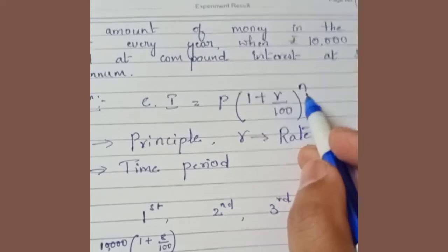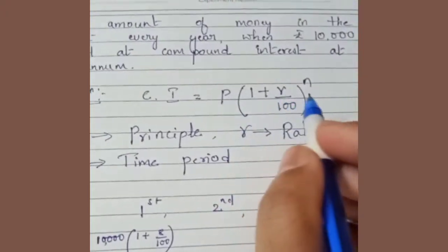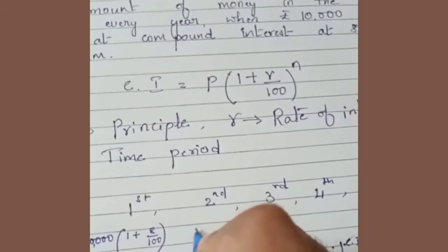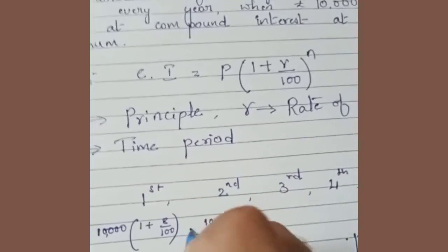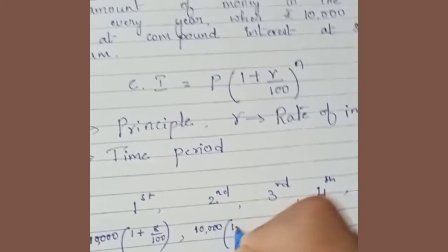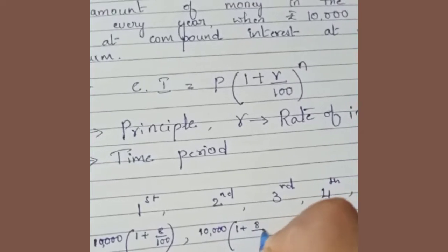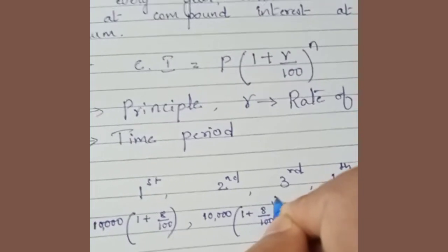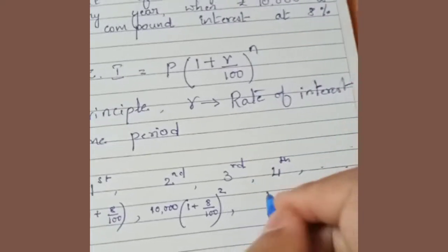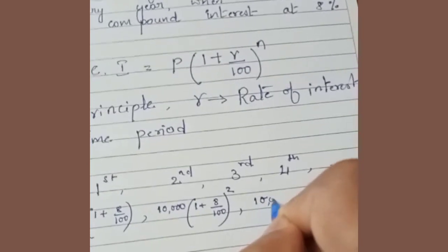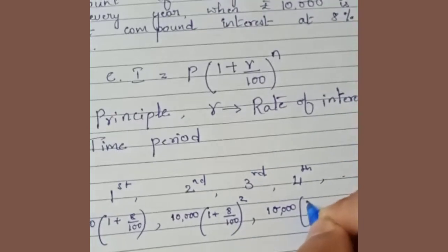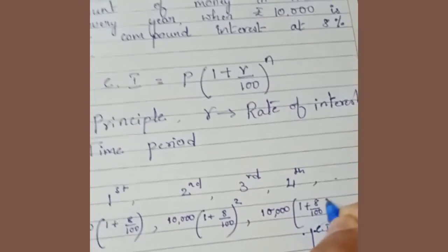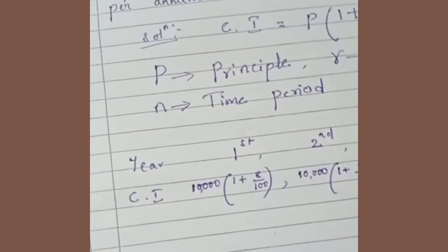For the second year, everything remains the same, only what is changing? The year. For the first year it is 1; for the second year, we need to write it as 2. So 10,000 as it is, of 1 plus 8 by 100 whole to the power of 2. Similarly, for the next one, 10,000 of 1 plus 8 by 100 whole to the power of 3. Like that it continues. Now first we will try to find out the common difference.